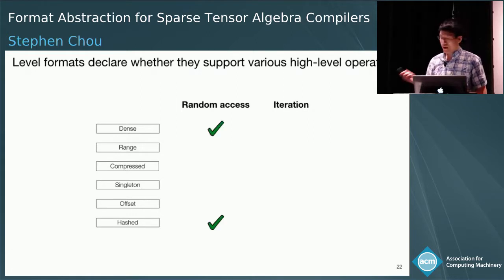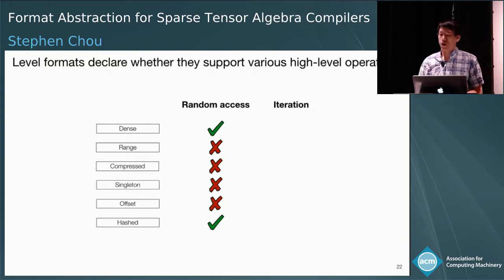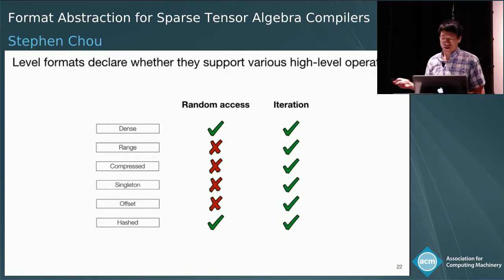So both of these level formats will declare through the abstract interface that they support efficient random access. On the other hand, the other four level formats don't support efficient random access, and they'll also declare that accordingly. And in a similar vein, we have every level format declare through this same abstract interface whether they support other high-level operations like efficient iteration and modification, which we talk about more in our paper.